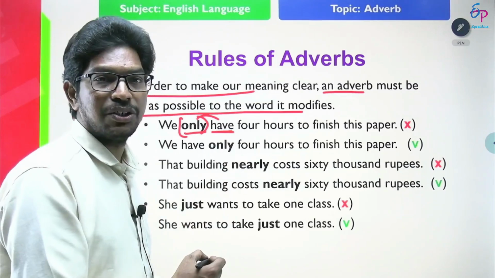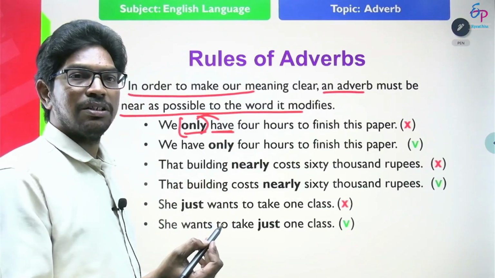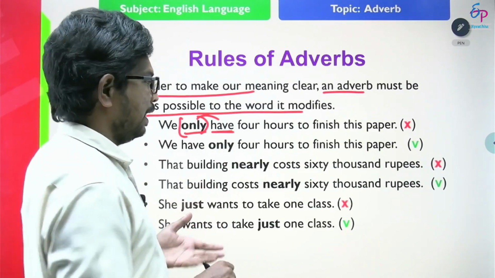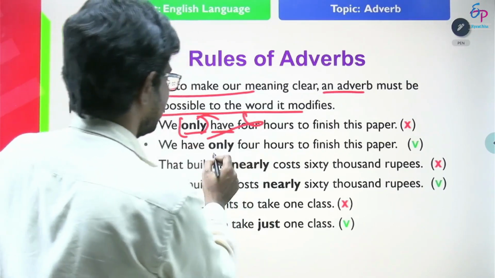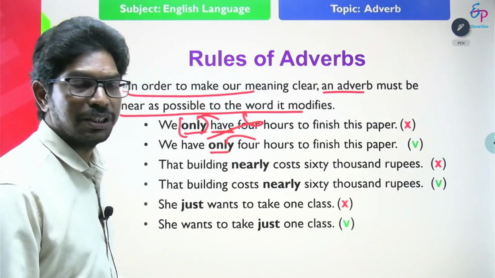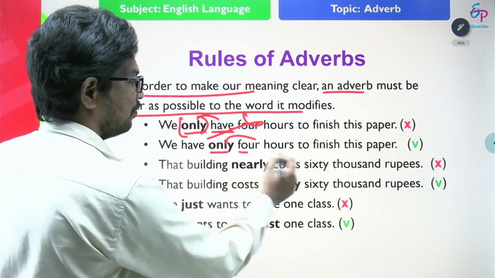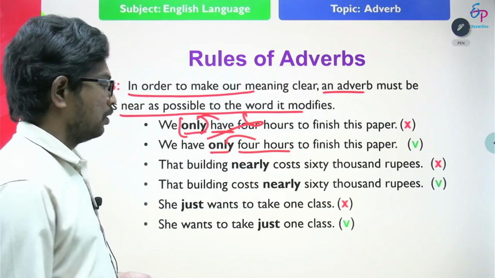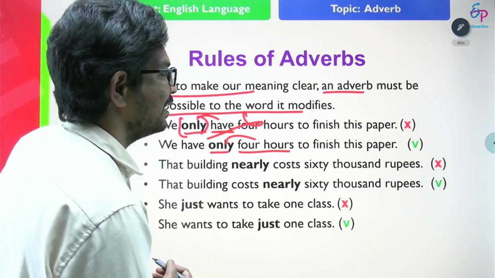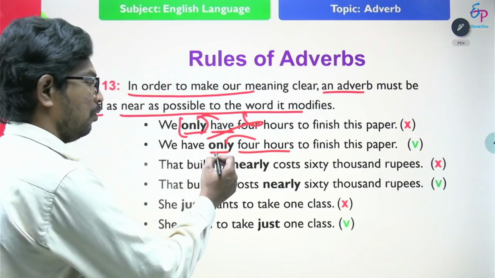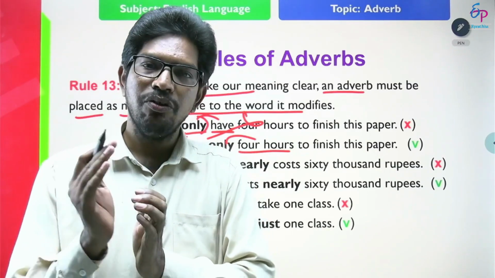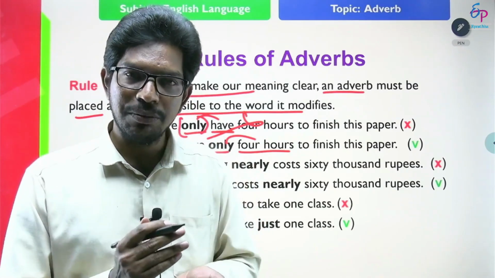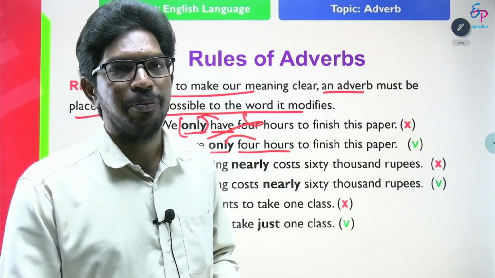It doesn't make any sense. "We only have" means nobody else has. So here this statement is wrong. Only has to be placed before "4 hours" because we are putting the total emphasis on 4 hours, not on "have." So "We have only 4 hours to finish this paper" is correct. We have only 4 hours. We are emphasizing 4 hours. Only should be placed before 4 hours, not before "have."